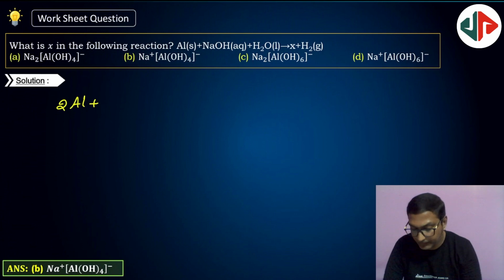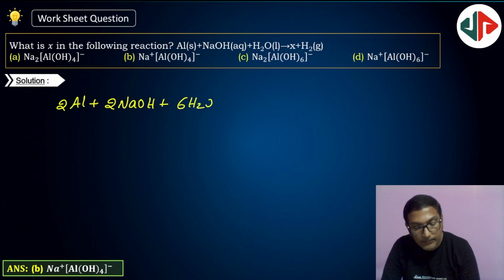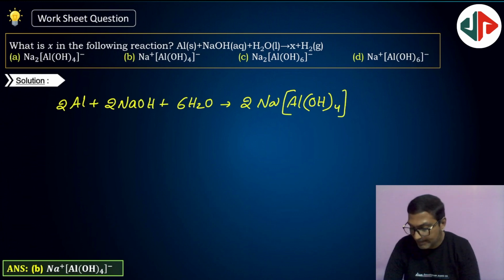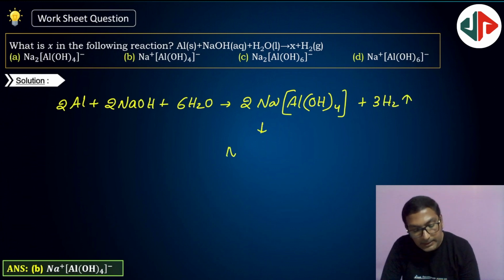2Al + 2NaOH + 6H2O gives 2Na[Al(OH)4] plus 3 moles of H2 gas. So this can be written as Na+ and [Al(OH)4]-, sodium meta-aluminate.